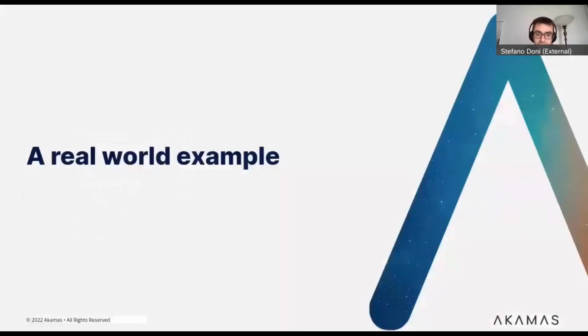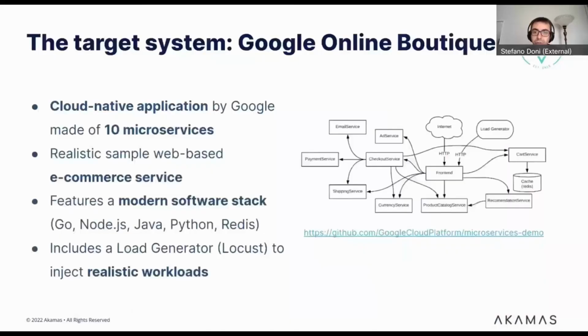I also wanted to provide you a real-life example in order to let you better understand how this process plays out in a concrete case. The example I wanted to show you here is based on Google Online Boutique, which is a typical microservice application by Google. It is composed of 10 microservices that feature a modern software stack. The application is open source, and within the repo you can also find a very handy load generator based on Locust, which is able to generate realistic workloads, basically users that are visiting and making purchases on this store.